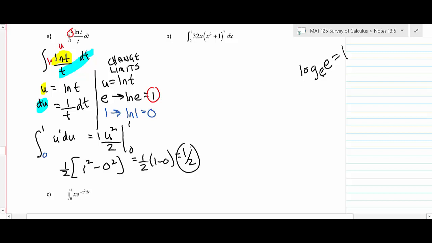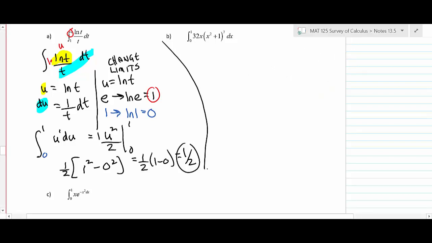And like any of these problems, you could graph ln t over t. And on your calculator, you could go from lower limit 1 to e. You have an e key on your calculator, and it'll give you 0.5. Okay, so you can be checked on the calculator. Okay, that's what you get into in u substitution on a definite integral.